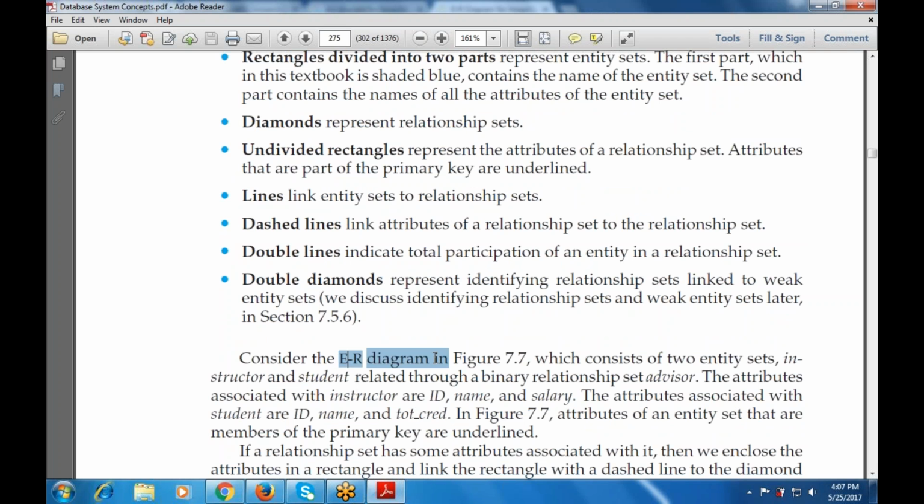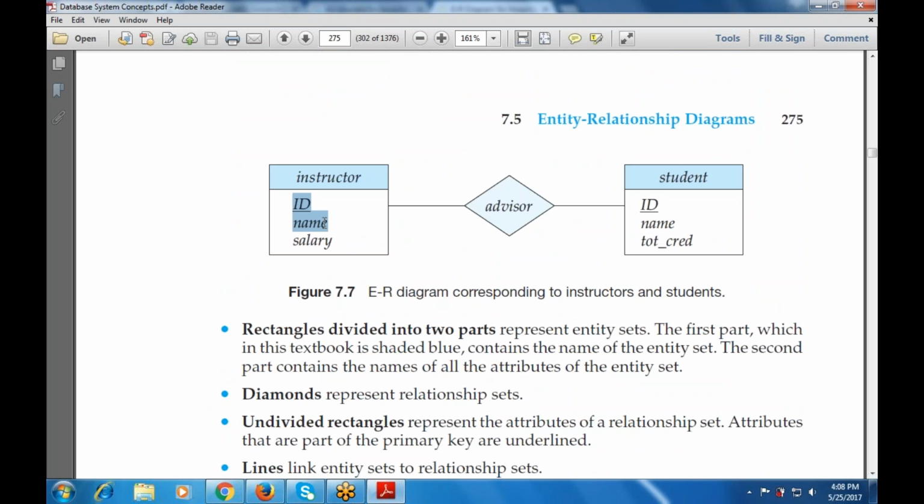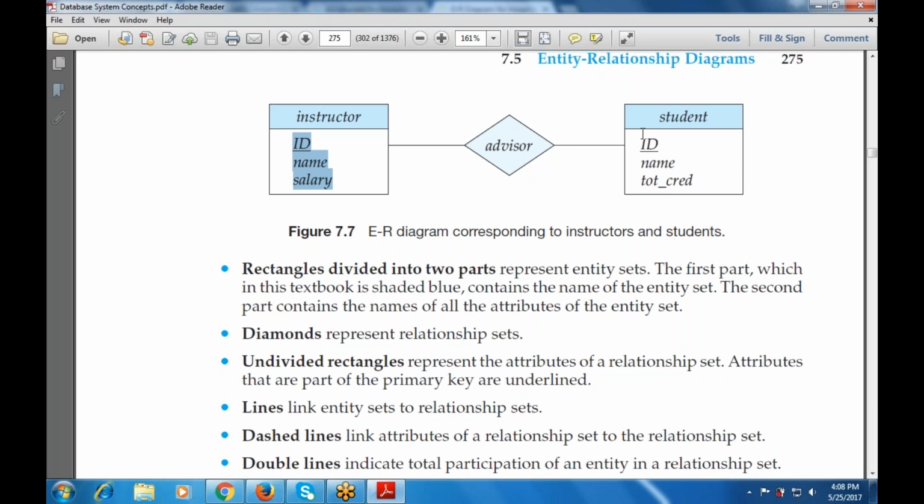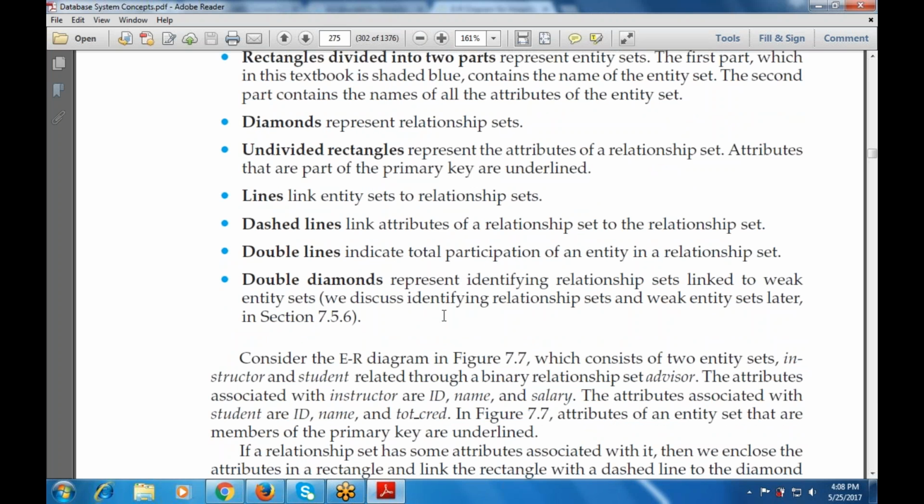Now consider the ER diagram, which consists of two entity sets, the instructor and the student, related through a binary relationship set advisor. The attributes associated with the instructor are ID, name, and salary. The attributes associated with the student are ID, name, and total credit. Attributes that are members of the primary key are underlined.